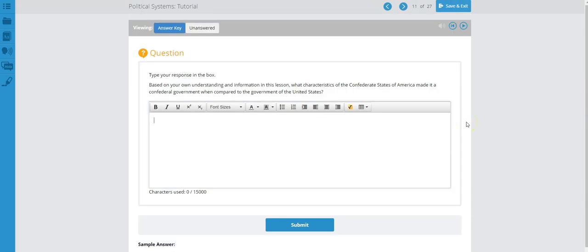Now we're on page 11 of the political systems tutorial, and here you have another activity that you need to do. You need to write at least, again, a good paragraph. And let me read what is being asked from you. Based on your own understanding and information in this lesson, what characteristics of the Confederate States of America made it a confederal government when compared to the government of the United States today? Again, if you're stuck on this, you have to go back to the other pages right before this, and you will have your answer.